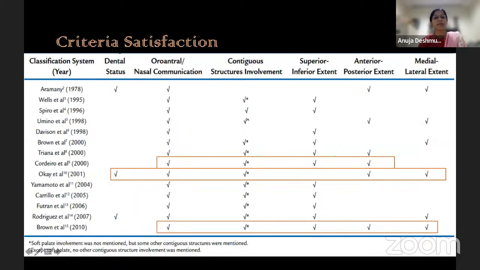If you see this paper by Bindra, they looked at all the classifications, and they looked at the dental status, oroantral communication, the structures resected, the superior inferior extent, anteroposterior extent, and the medial and lateral extent. Brown's classification actually ticks all the criteria except for the dental status. But the Okay classification is mainly popular because the dental status has been added. However, it does not look into the superior and inferior extent. The MSKCC classification again looked at most of the points, but not at the dental status, nor at the medial lateral extension of the defects. If you compare, none of the classifications fulfill all the things, but there is a permutation and combination, and there is an overlap. But Brown's classification, most of the time, if you document it, will be good to know your defects.